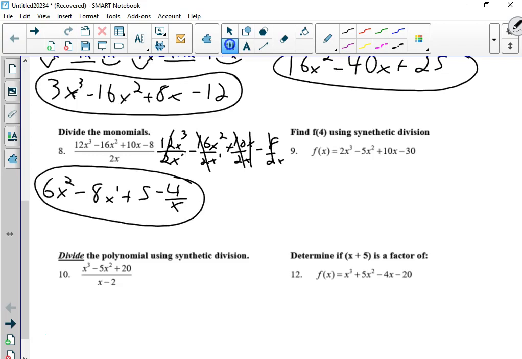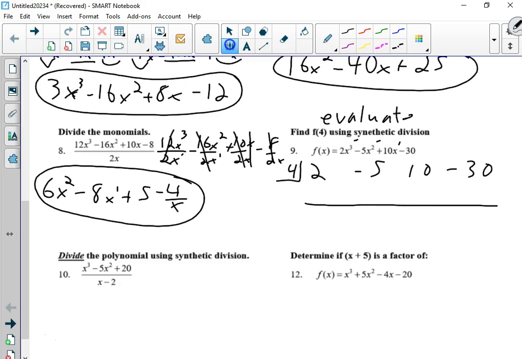Find f of 4 using synthetic division. So synthetic division means you're going to put 4 in the box. We're going to look for 3, 2, 1. We're good. So I have no fillers. 2, negative 5, 10, negative 30. Now remember, we're stopping with just the remainder. That's all we have to do. We're just evaluating the 4. Remember, if you see this word, evaluate, stop at the remainder.